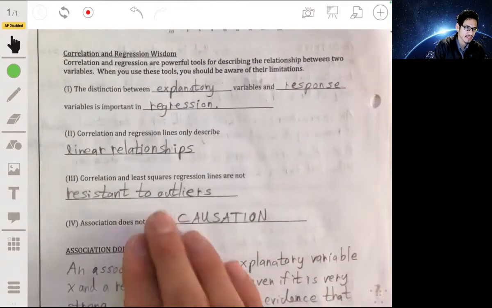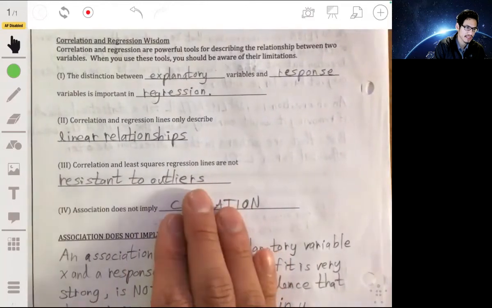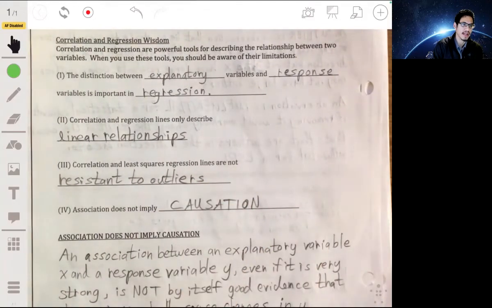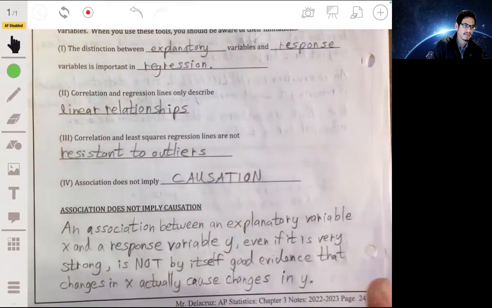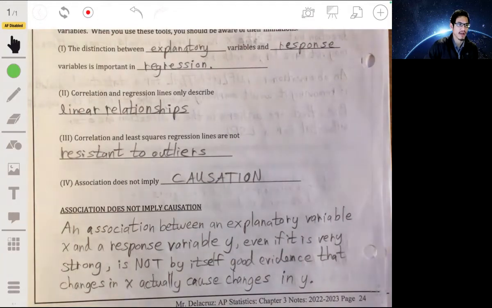And again, since it's just based on math, they're not resistant to outliers. So you have to make sure you look at the data, make sure that there's nothing that's causing the correlation to be very high or very low. Because sometimes it could just be one or two values that could significantly change the value.